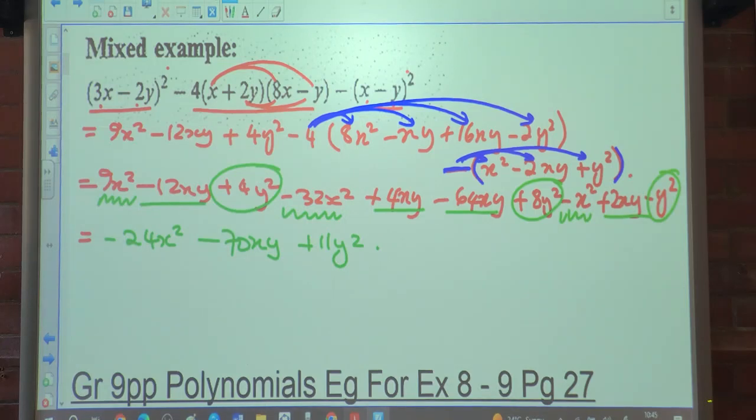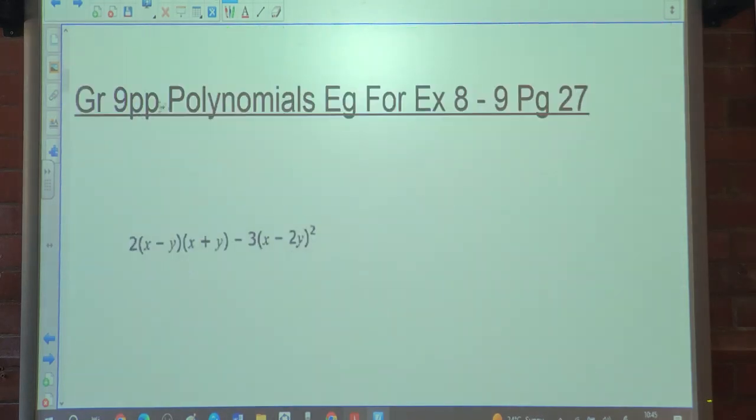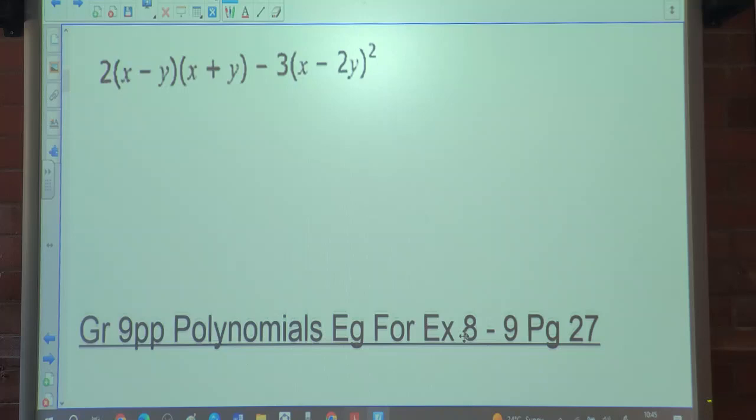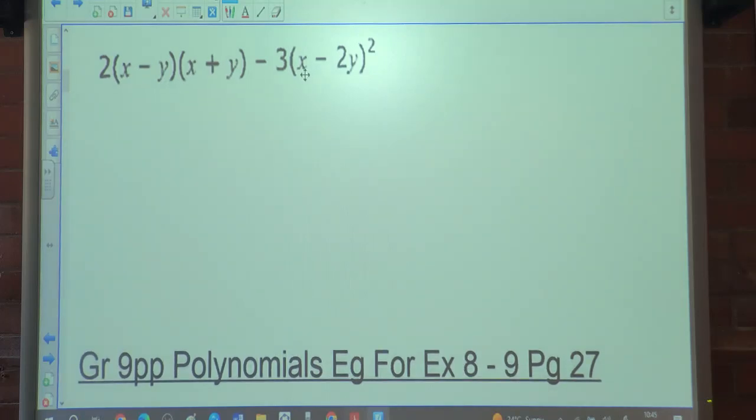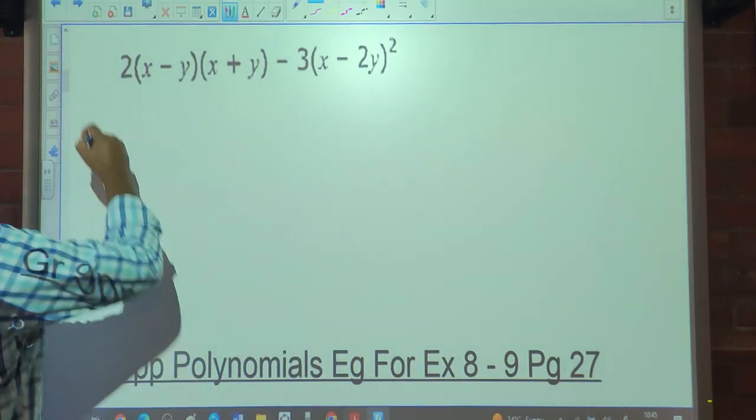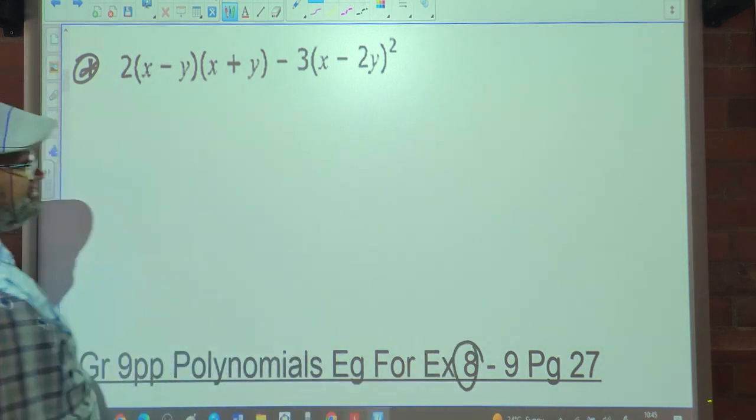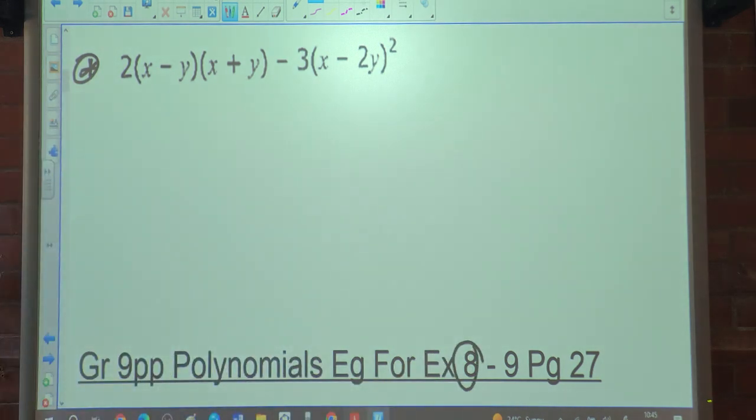Not yet. Okay, so here's the next one. As I said, this is out of another textbook. So let's look at the sum here. This is just to enhance your understanding for exercise 8. Okay, so we've got 2 into x minus y, multiplied by x plus y, minus 3 open brackets x minus 2y all squared. So where do we start?